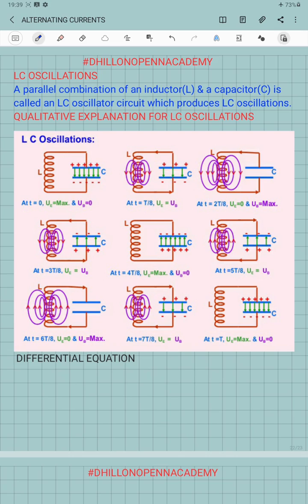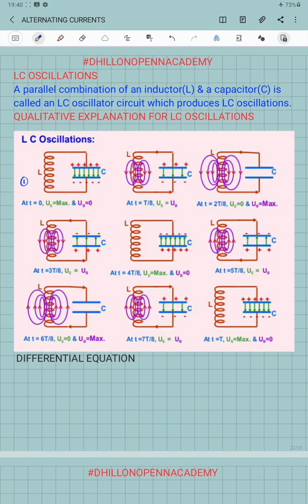So how is this LC oscillator circuit able to produce oscillations of a given frequency? That we will understand from the following set of figures. We are considering an ideal situation where the ohmic resistance present in the circuit is 0, so that there is no loss of electrical energy. So in figure number 1, we have an inductor and a capacitor connected with each other in parallel.